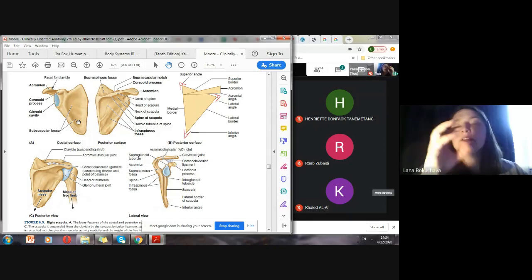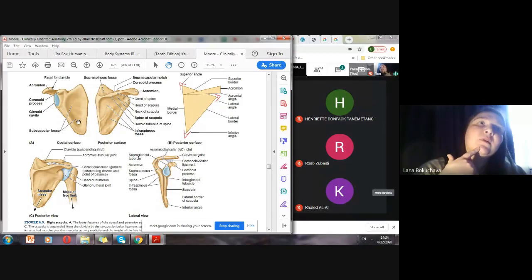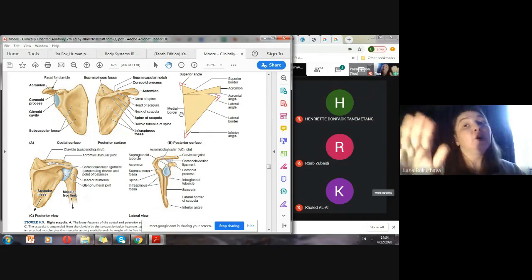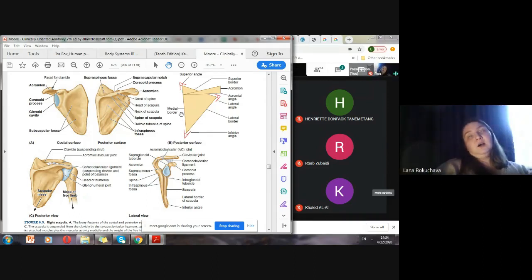So you can see that it looks simply like a triangle, which has its medial border towards the vertebral column, as you can see here in the schematic representation. You have the lateral border as well as the superior border. Since it is a triangle, we have three angles in this case. One is inferior, one is superior, which is logical, and one is lateral.